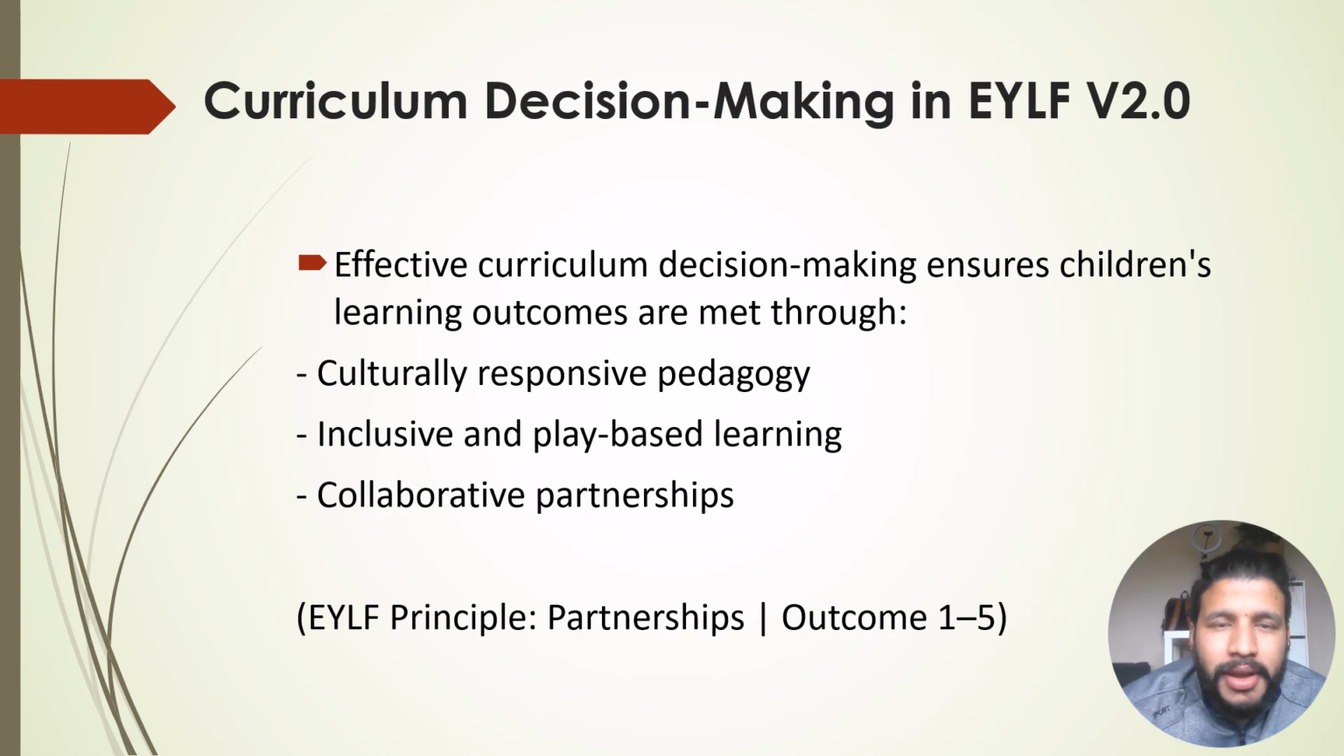Curriculum decision making in EYLF version 2.0 means planning learning experiences that support children's learning outcomes. Good decisions involve using culturally responsive practices, offering inclusive and play-based learning, and working in partnership with families and communities. These approaches are part of EYLF principles and help educators meet the five key learning outcomes for children.